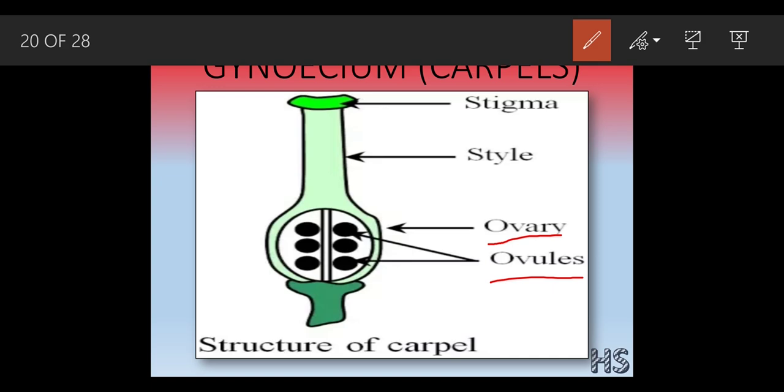The ovary holds the ovules inside it. The ovary will convert into fruit, but the ovules will be converted into seeds.